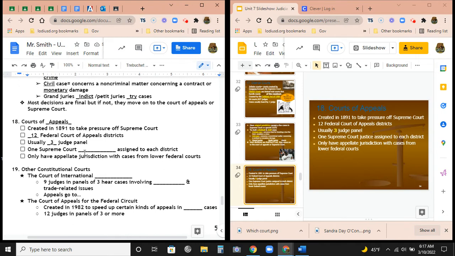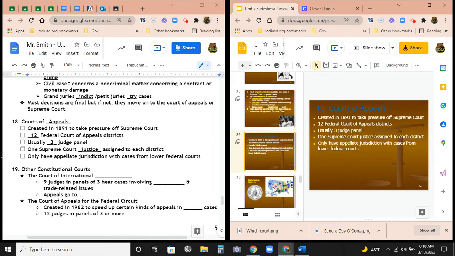You'll have one Supreme Court justice assigned to each district. And because the Supreme Court justices see things differently, that can have an impact on your ruling. You only have appellate jurisdiction with cases from lower federal courts. Don't have appellate jurisdiction from every case in the country, just from the lower federal courts, the Court of Appeals. Though state issues can be pushed up to the Supreme Court if the court so chooses. But the court's in power on that.